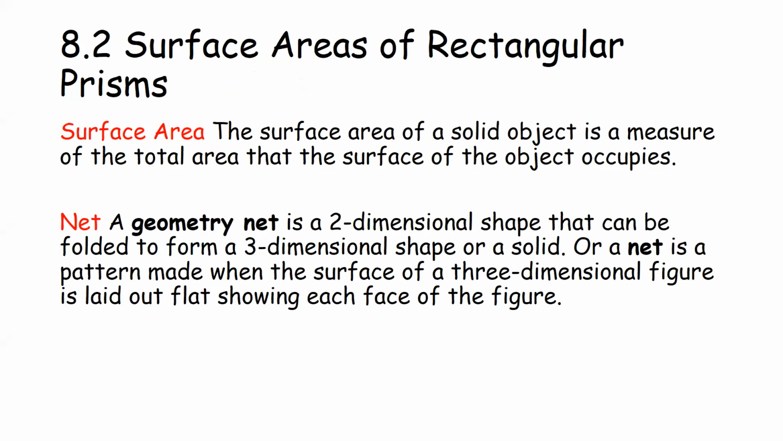And so the vocabulary, surface area. The surface area of a solid object is a measure of the total area that the surface of the object occupies. And then we're going to be using the word net. A geometry net is a two-dimensional shape that can be folded to form a three-dimensional shape or a solid. Or a net is a pattern made when the surface of a three-dimensional figure is laid out flat, showing each face of the figure.